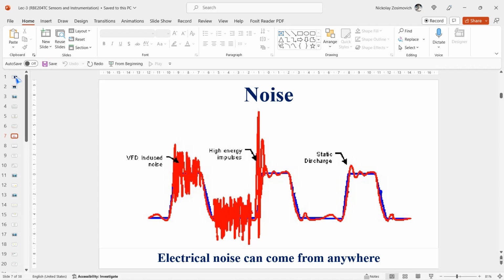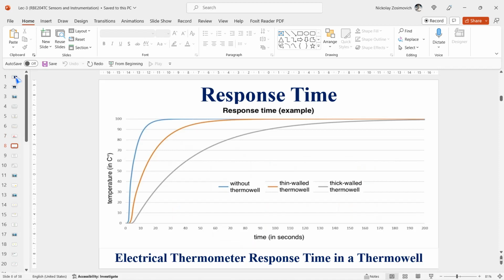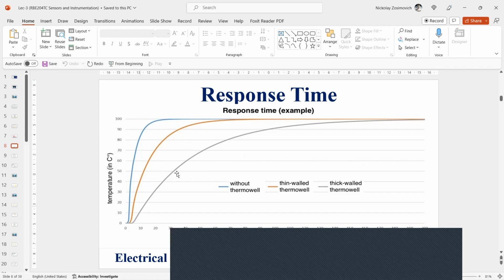Okay, nice. The response time is associated with the speed of change in the output on a stepwise change of the measurement. You can see every step in this slide.